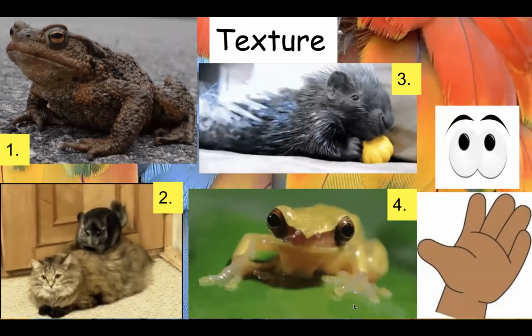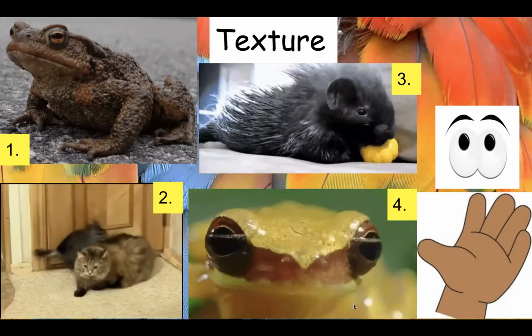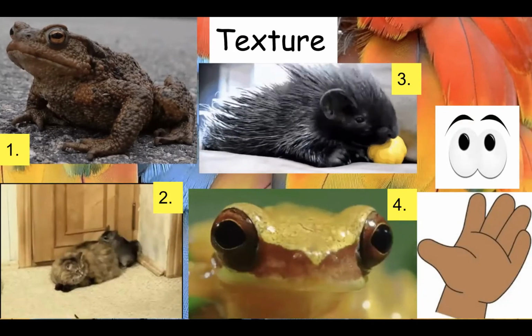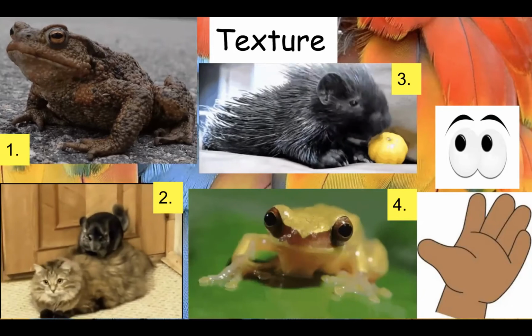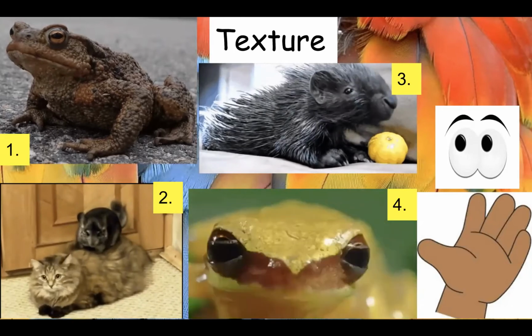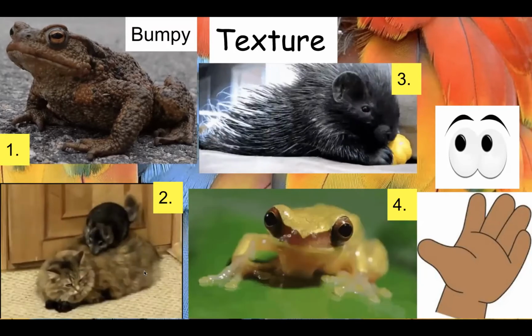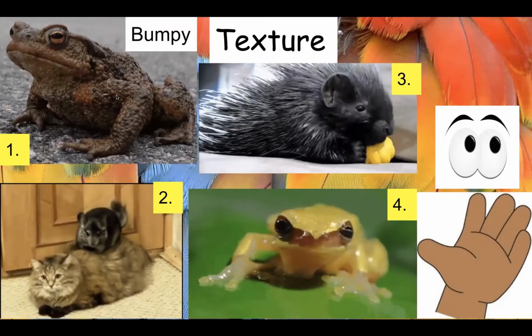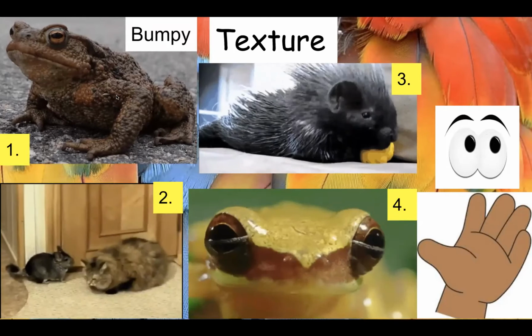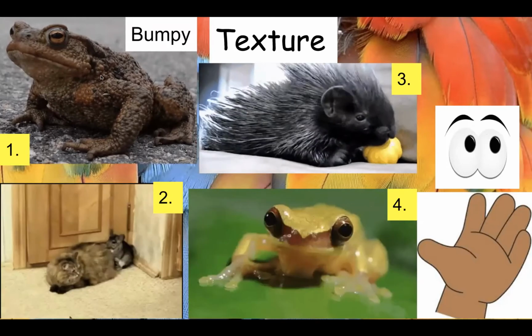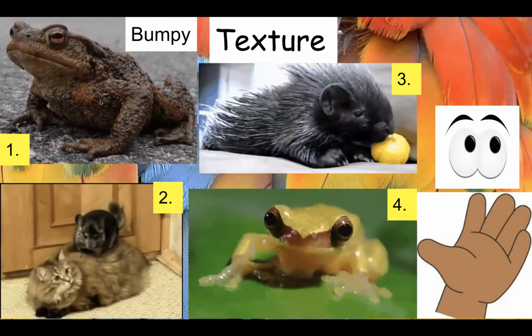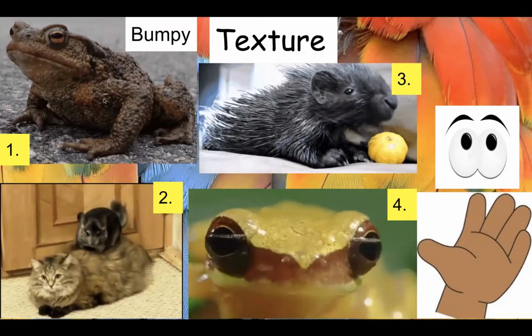So which animal do you think has a bumpy texture? So use your eyes. What clues might let you know which animal is bumpy? And hopefully you guys said it's animal number 1, the toad. And I know that this animal's probably bumpy. Look at the skin. You can see these raised bumps or spots on the skin of that toad.